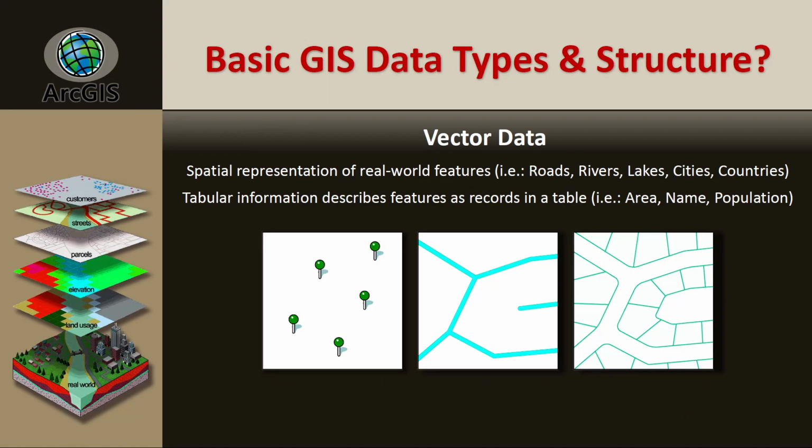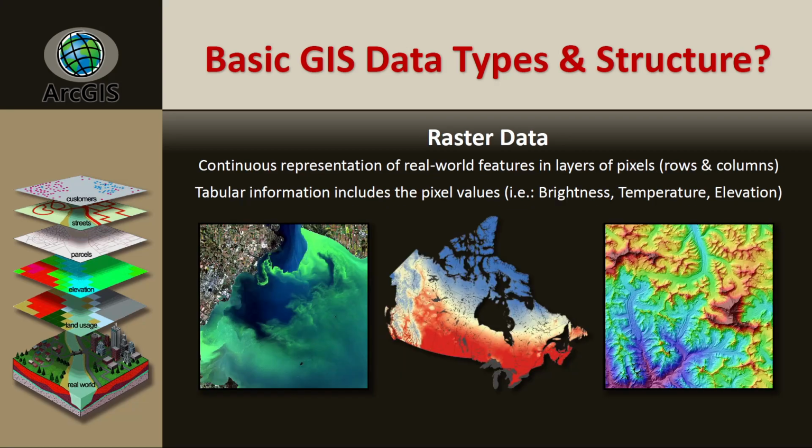Right, so vector data, right? Think about it. Spatial representations of real-world features. And there's also tabular information that's connected to those features, right? Features and attributes. You got to think about it in terms of that. It's not an information system if all you have is pictures or spatial representations of things. There needs to be an information component, right? So think about tabular information being a part of this as well.